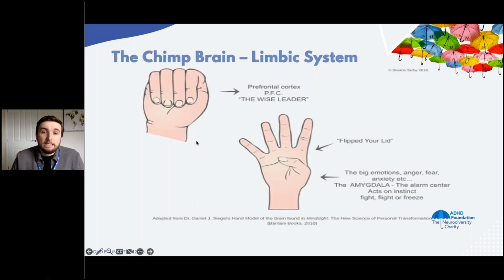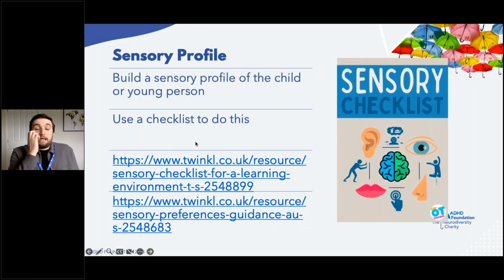So the first thing to do, in my opinion, when working with a child or young person is to actually build a sensory profile of them specifically, because as we know, everyone is going to be different. So you can use a sensory checklist to do this. Now, there's 2 links there. I'll put both of these in the chat at the end as well.